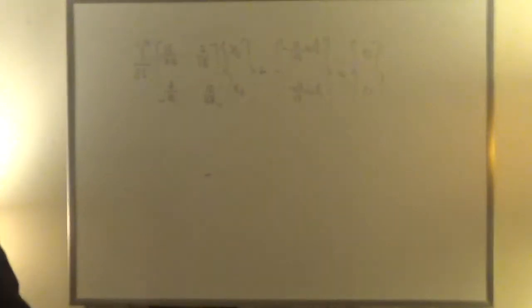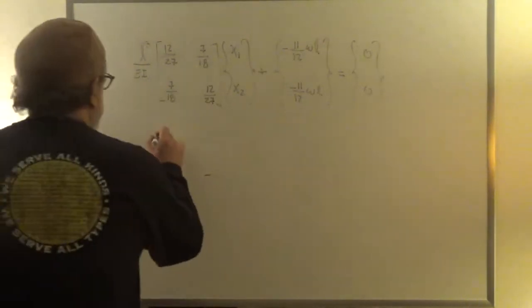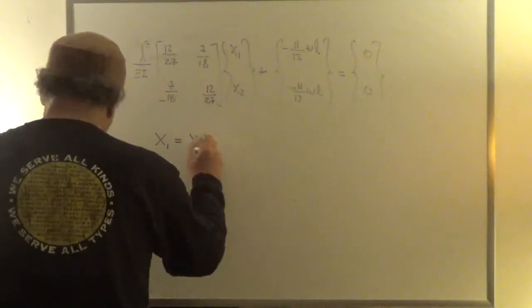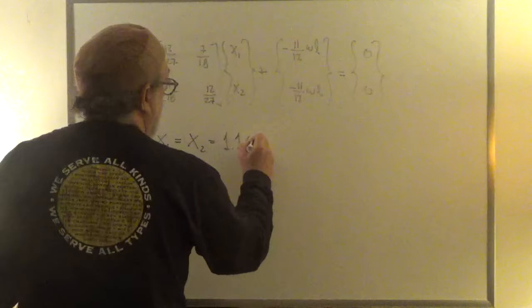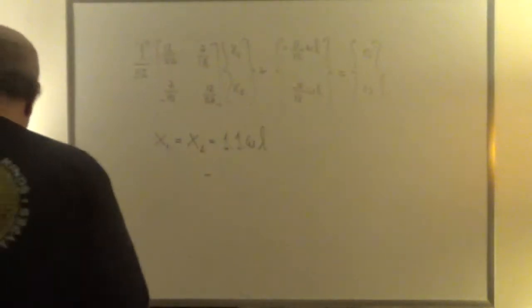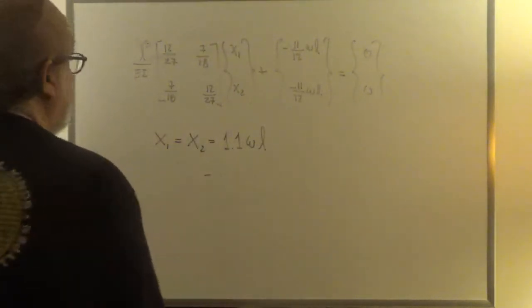Okay? So those are the two equations with two unknowns, which if you solve for x1 and x2, you get x1 equal to x2 equal to 1.1 WL. And that concludes the problem from the perspective of computing the redundants.